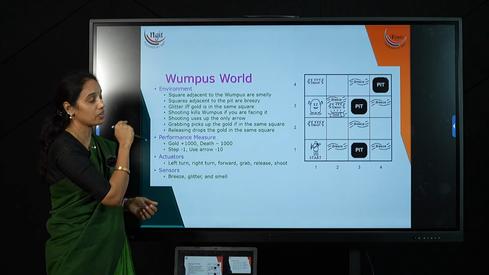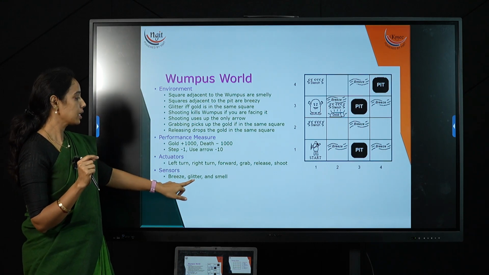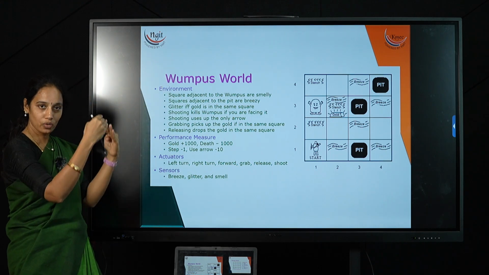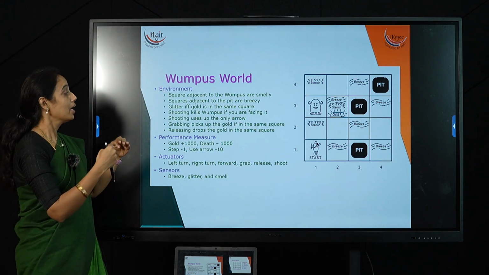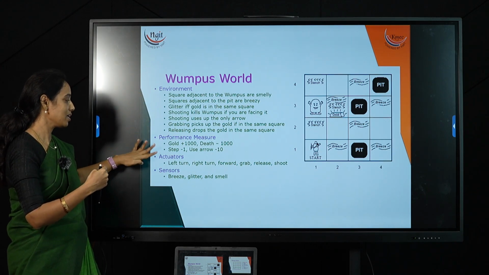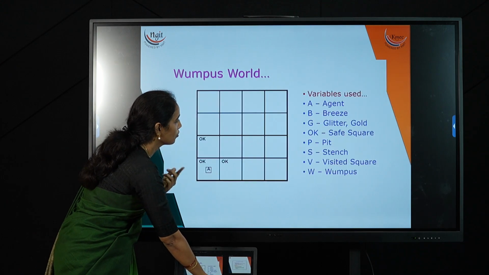These are the actuators for this particular agent. Then the sensors, that is breeze, glitter and smell. These are the sensors. So in this way, a knowledge based agent is going to represent the environment, performance measure, actuators and the sensors.